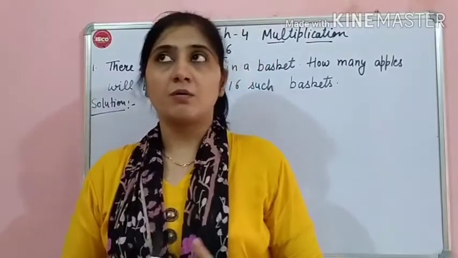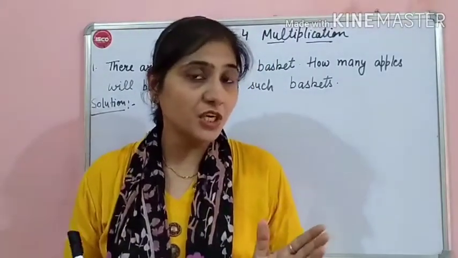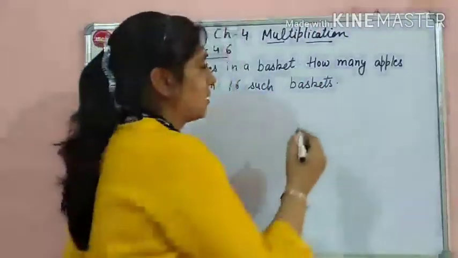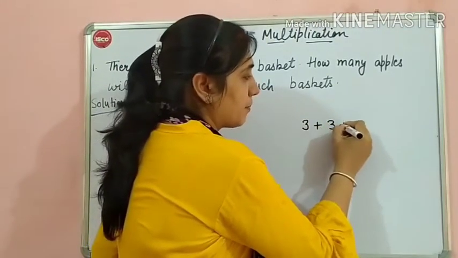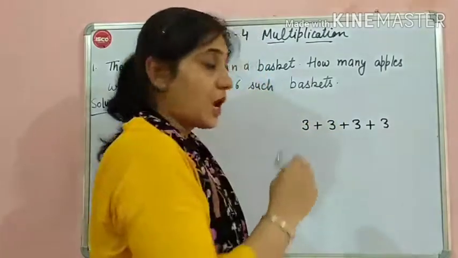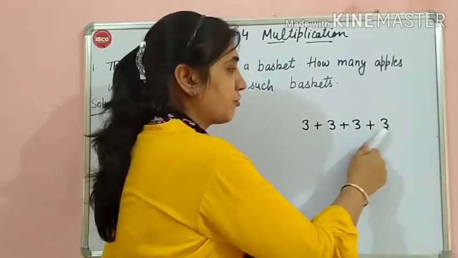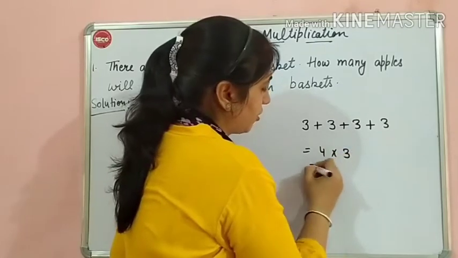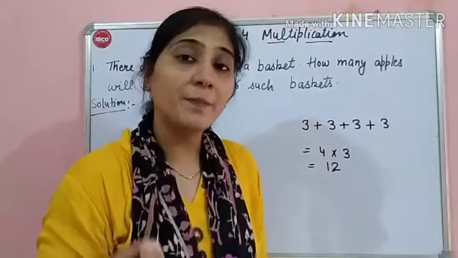Okay, as you know, what is multiplication? Yes, multiplication is a repeated addition. See students, 3 plus 3 plus 3 plus 3. How many times is 3 repeated? 1, 2, 3, 4. So, how can I write? 4 into 3. 4 3s are 12. Multiplication is the repeated addition.